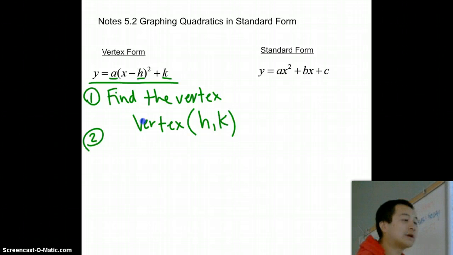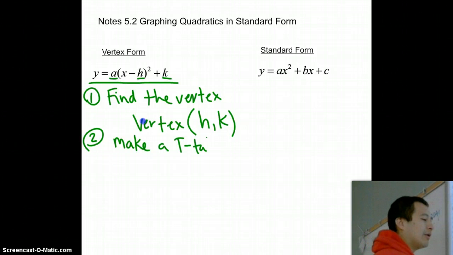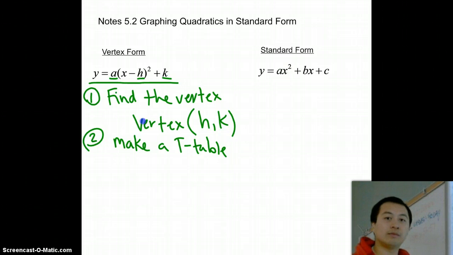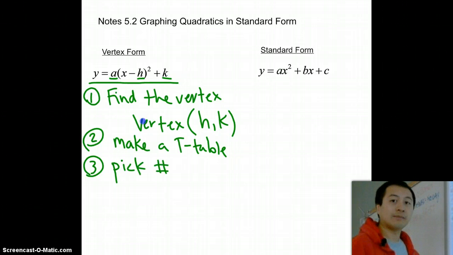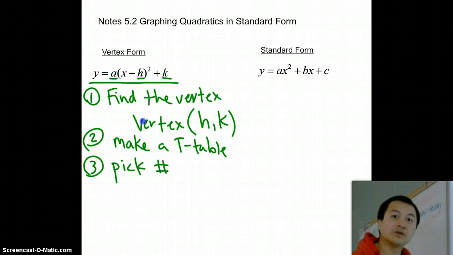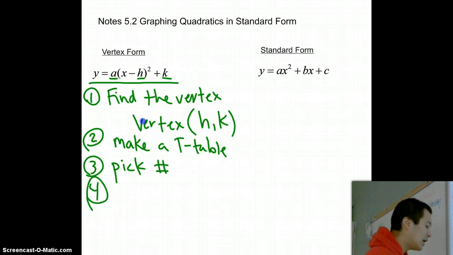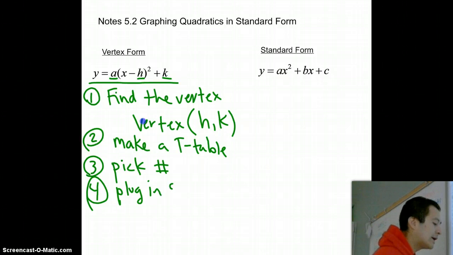After you find the vertex, what do you do next? You need to make a t-table, because you're going to be plugging in numbers. Number 3, of course, there are faster ways to graph this, but we want to do this the long way so we get used to it. Maybe I'll show you another way later. Then you need to pick numbers. Pick the numbers that actually start at the vertex. Pick 2 numbers on top of it, 2 numbers below it, or 2 numbers left and right, actually. Then, lastly, plug in and graph.